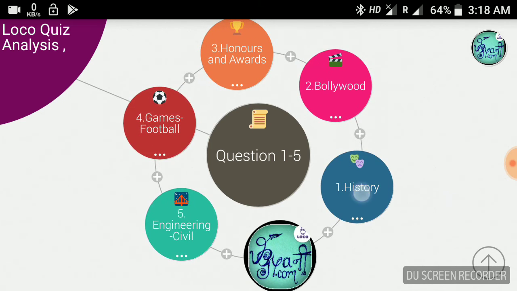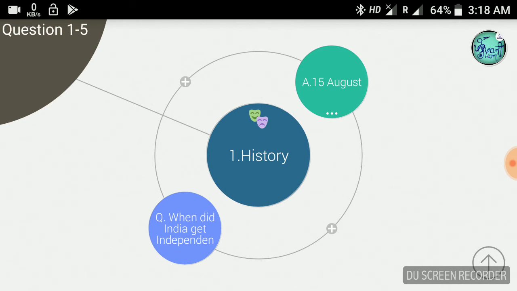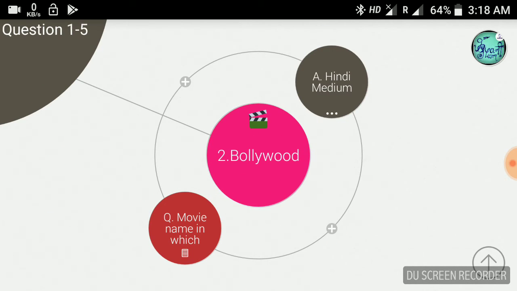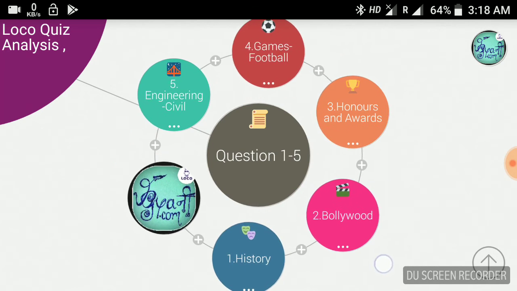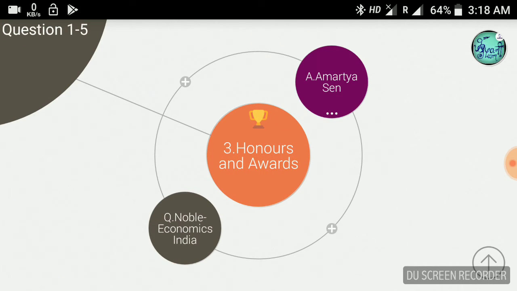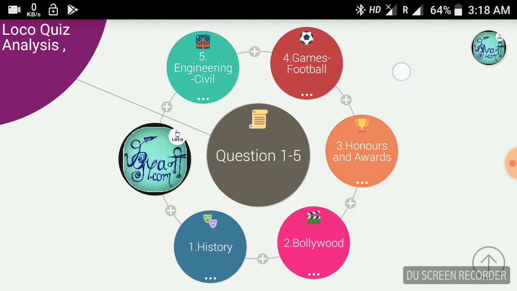The first question is from history, that when did India get independence? That is 15 August. The second one is from Bollywood, that name the movie in which Irfan Khan played the role of a father and tried to get admission for his child in a good school in Delhi. The answer is Hindi Medium. The third one is from honors and awards, and the question is that from India, who won the Nobel Prize in economics. The answer is Amartya Sen.